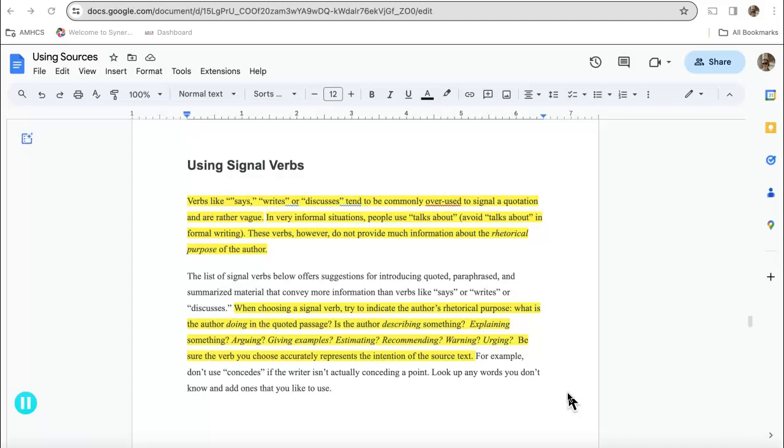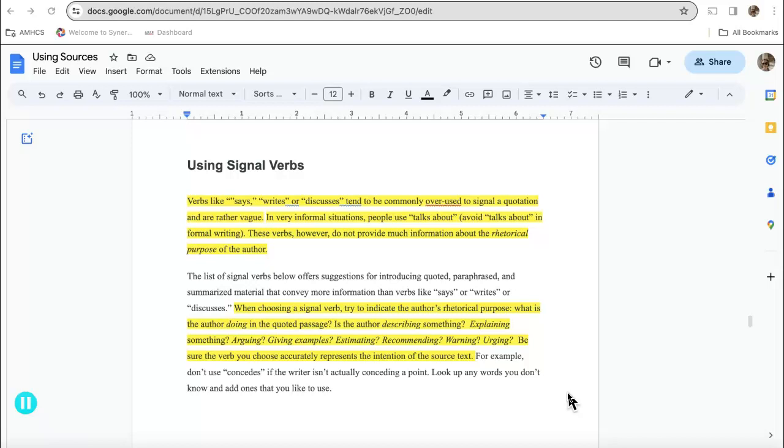Also, I just want to point out to you quickly, only people argue. Only people describe. Articles don't describe. Paragraphs don't describe or explain. Essays don't describe or explain. Books don't. Only people. So you really have to use an author with these signal verbs.